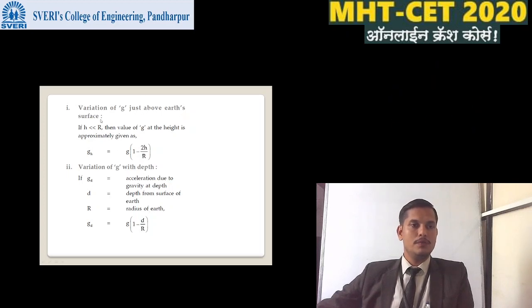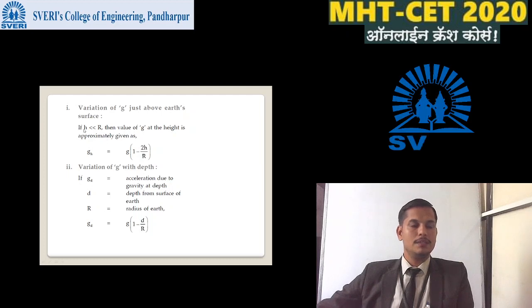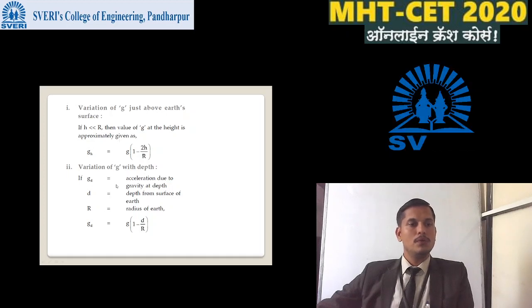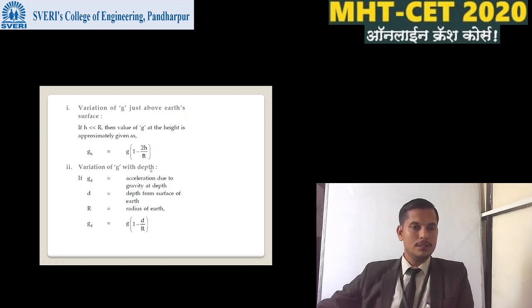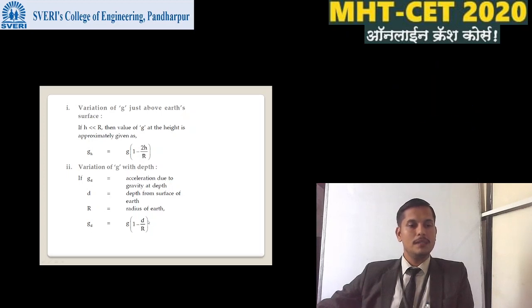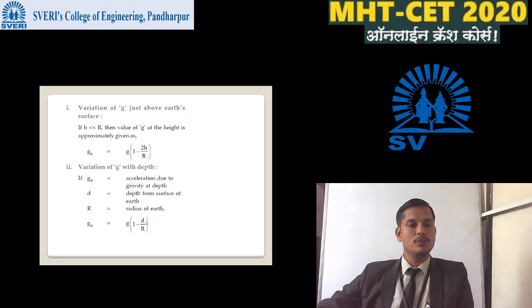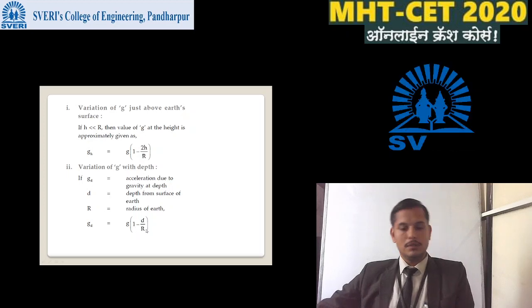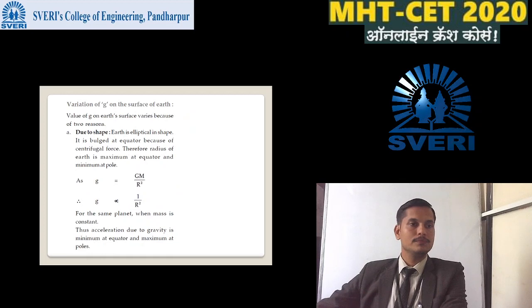Just above Earth's surface, if we look, h is very small in comparison to R, so approximately we write this value. व्हेरिएशन ऑफ g विथ डेप्थ, खोली जर आपण कन्सिडर केली तर gd म्हणजे acceleration due to gravity at that particular depth, म्हणजे स्मॉल d ची व्हॅल्यू जी आहे ती आपण कशी काढतो, तर gd is equal to g in bracket 1 minus d upon R. तर हे इक्वेशन्स आपण चेक केले.